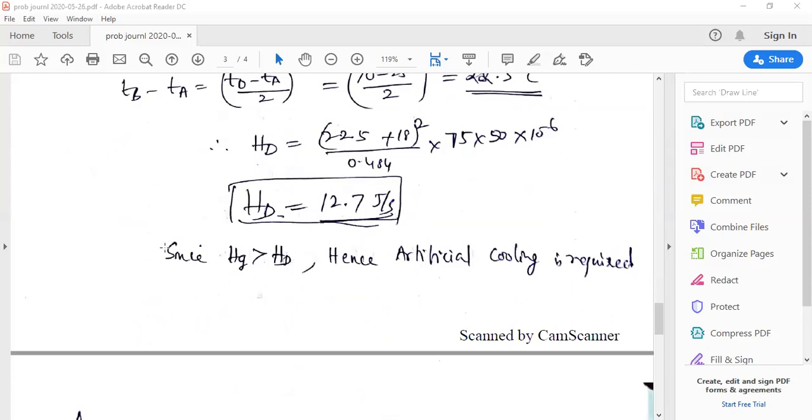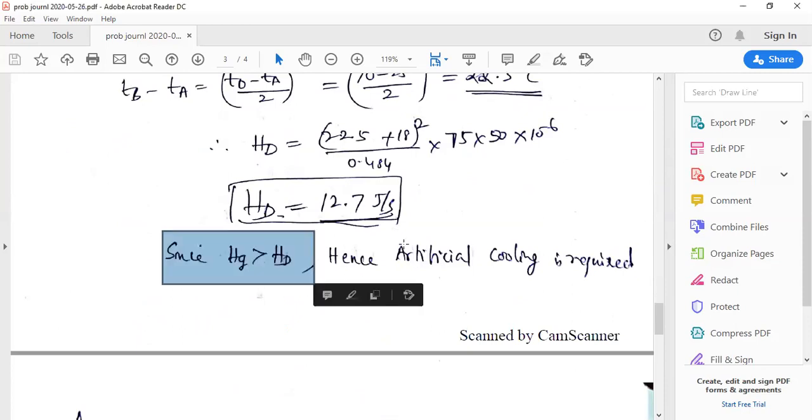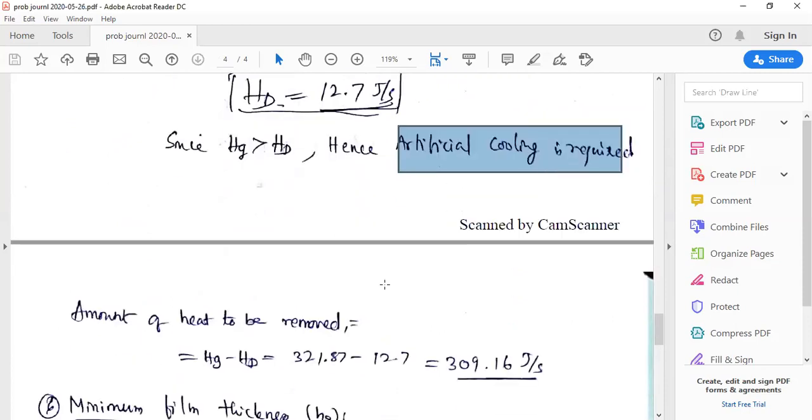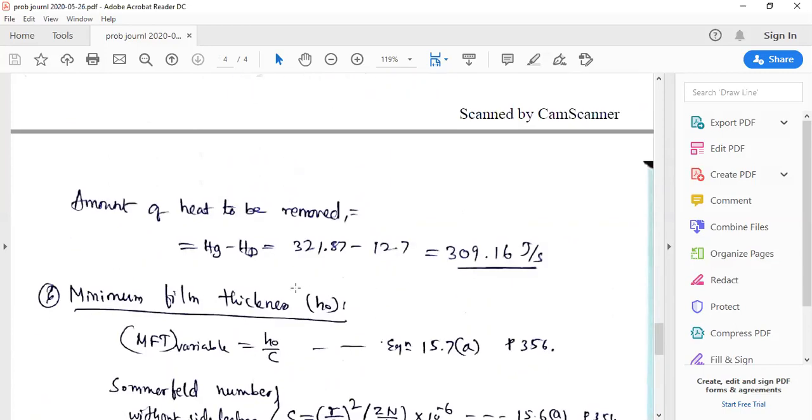So if we compare the values of Hg and Hd, Hg is greater than Hd, hence artificial cooling is required here. So what is the amount of heat that is to be removed from the bearing? That is nothing but the difference between Hg and Hd. So Hg minus Hd gives a value of 309.16 joules per second. So this is the amount of heat that is to be removed from the bearing surface. Hence artificial cooling is required. That is what was mentioned earlier.